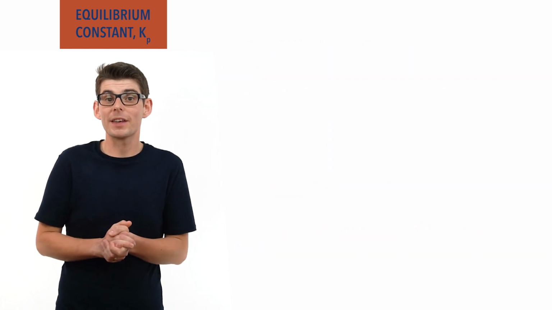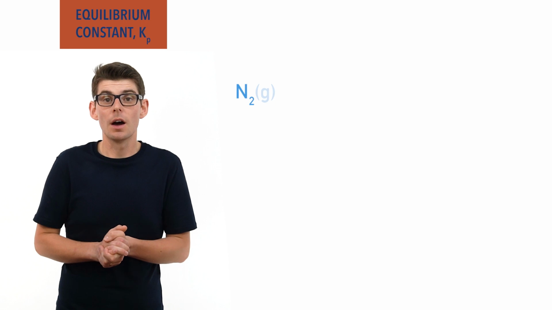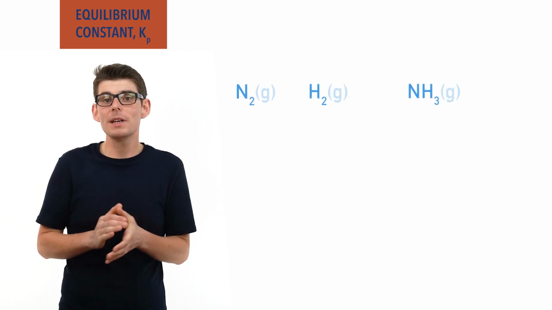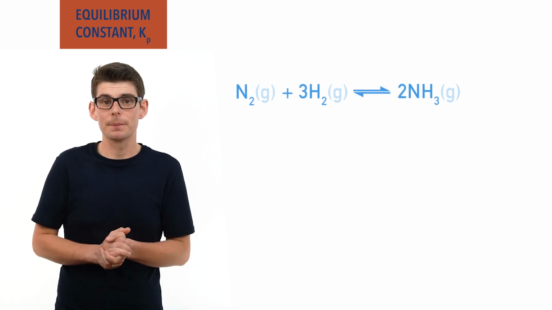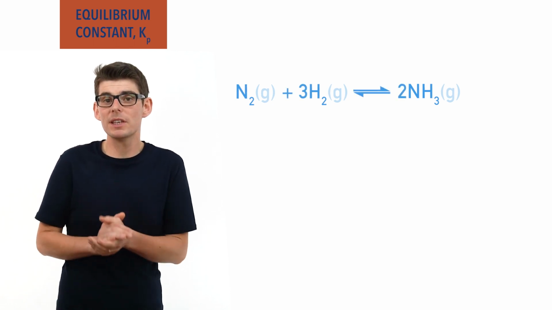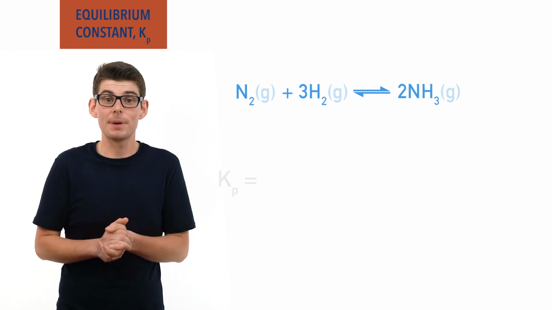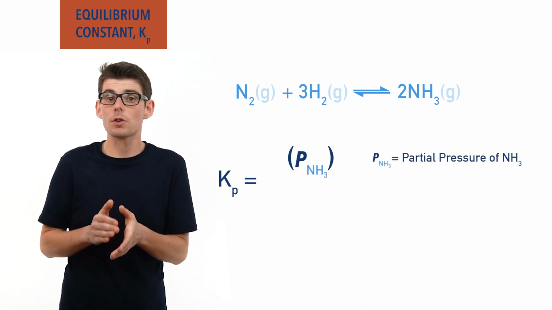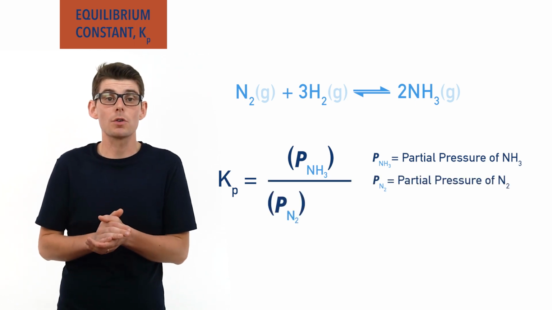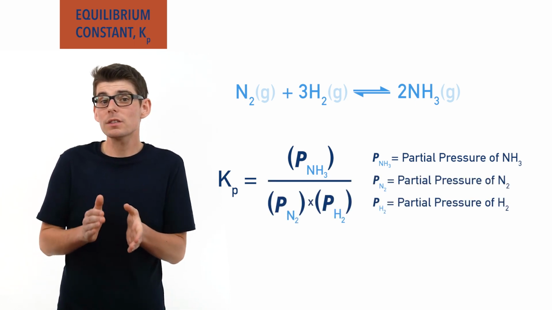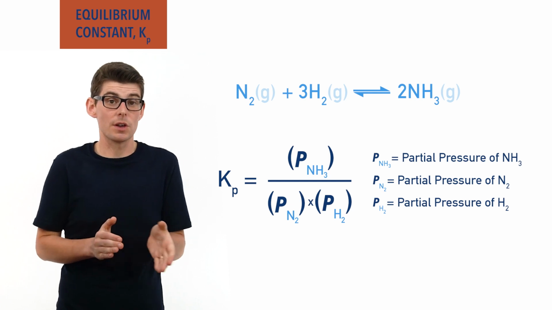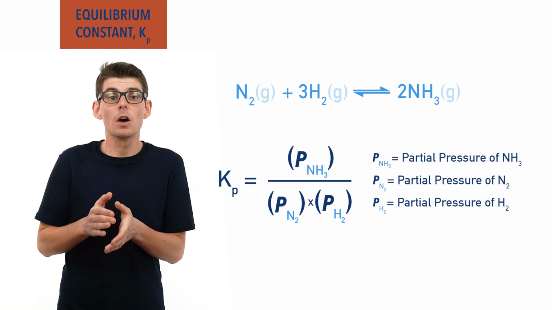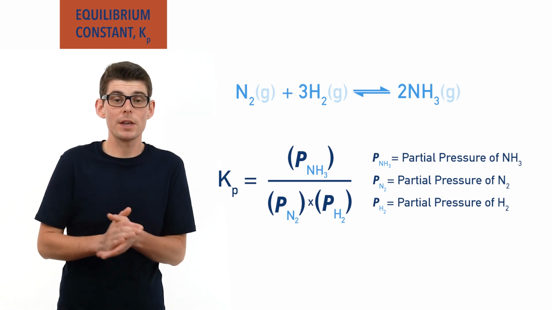For example, the gases nitrogen, N2, hydrogen, H2, and ammonia, NH3, can form an equilibrium system in a sealed container. To determine the position of equilibrium and find Kp, we take the partial pressure of ammonia and divide it by the partial pressure of nitrogen times the partial pressure of hydrogen. Just like for other equilibrium constants, such as Kc, we have to raise the partial pressures to the power of the mole ratios in the reaction equation.